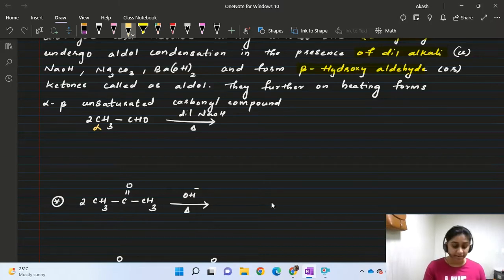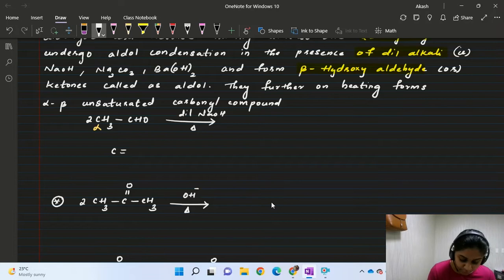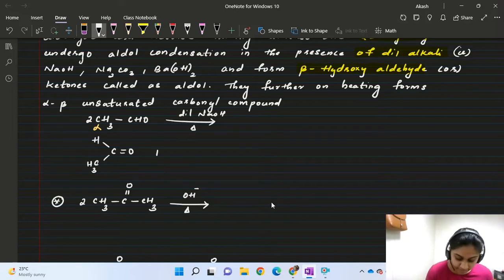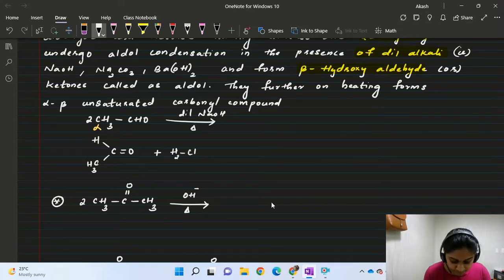Instead of writing this, I am writing in a different way. C double bond O, H and CH3. This is one aldehyde plus another aldehyde, and the alpha hydrogen I am writing like this. CH3, I am splitting as H2CH, CH2.